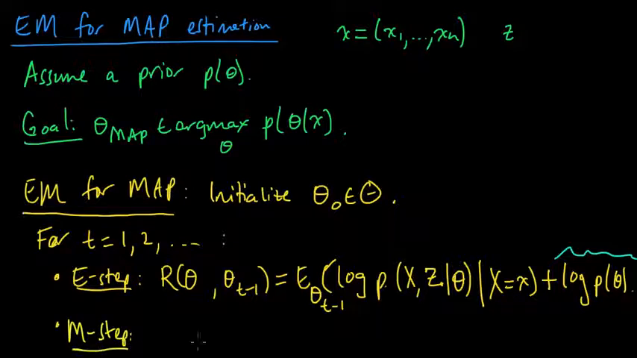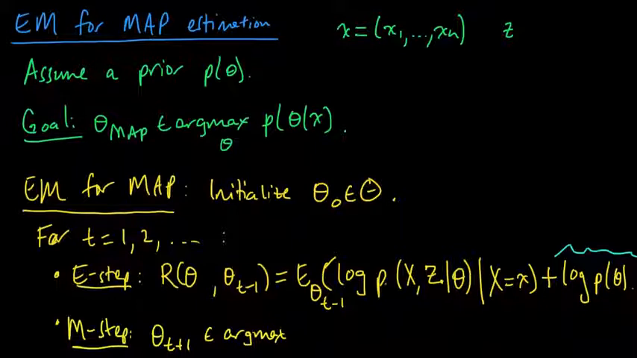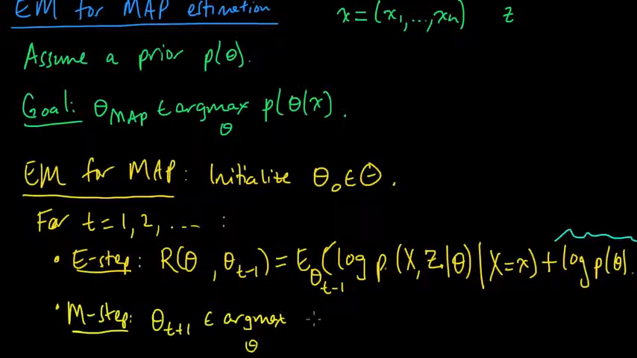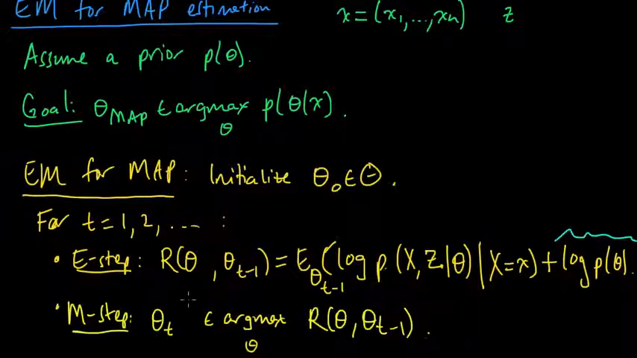And the M step, when we're doing MAP, is we maximize this thing. So we take theta t to be a maximizer over theta of R of theta with theta t minus 1. So when t is 1, we are getting theta 1, and this will be theta 0. And this is just the same.